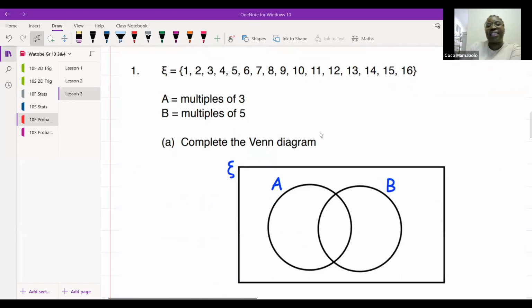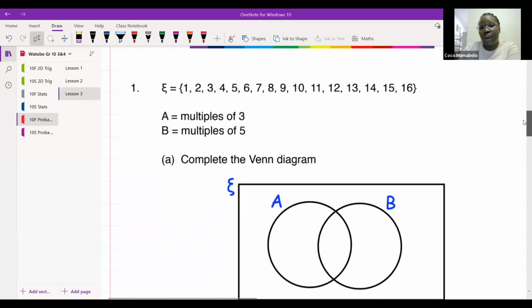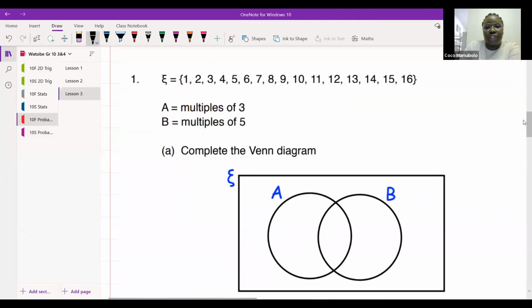Actually, the Venn diagram that we did in the last lesson. Okay, this is the information that we've been given. So they've given us our sample set, which is this first part over here, our sample space. And from these numbers in our sample set, we are going to pick out all the multiples of 3. So our subset A is going to be all the multiples of 3 in this data set that we've been given.